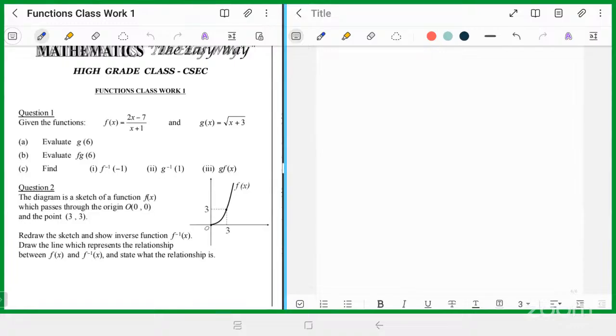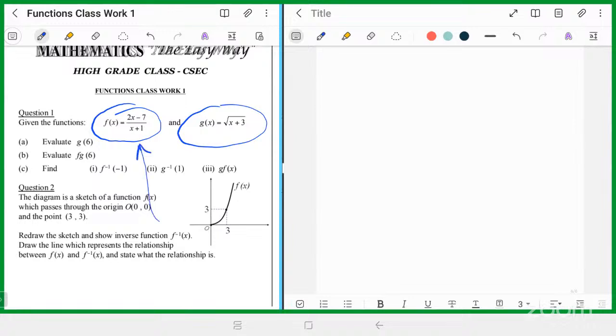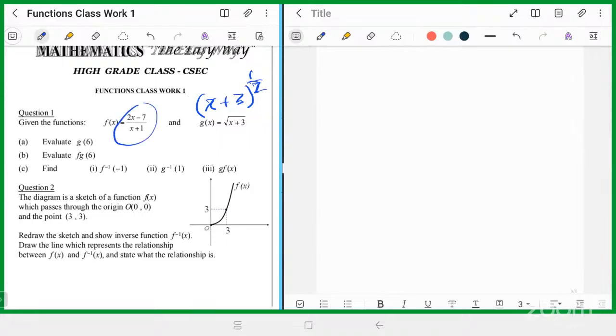All right. So this was a classwork, guys. A functions question presented us with two functions. Those are nonlinear functions. This one is called a rational function. And this is what we might want to call a power function, because it can be written like x plus 3 to the power half. So I might just call it a power function. But this one is what we call a rational function.